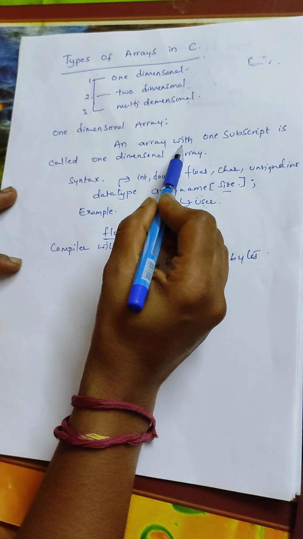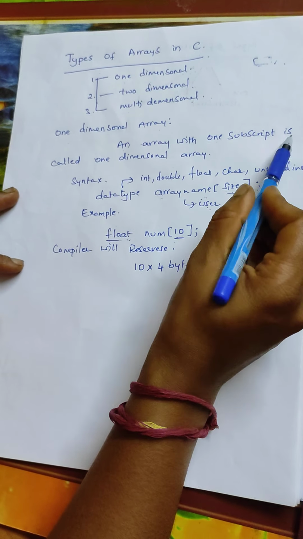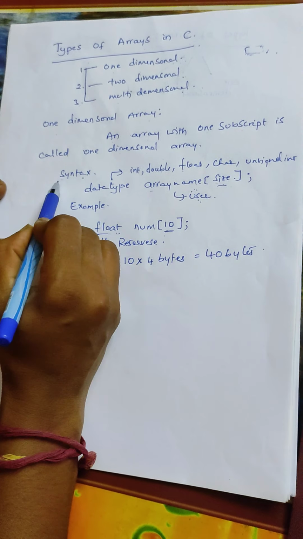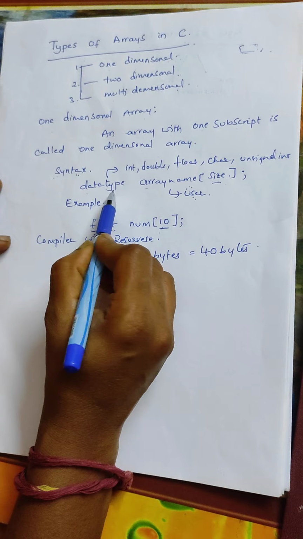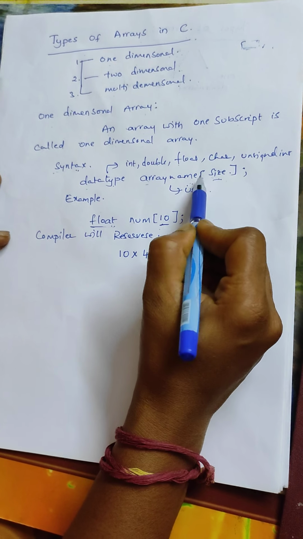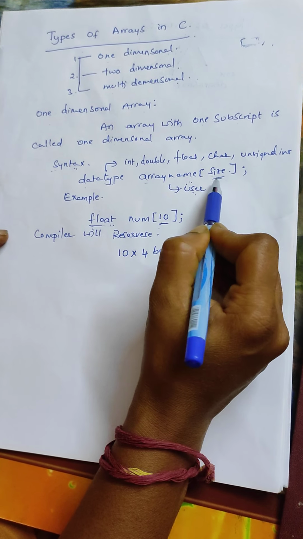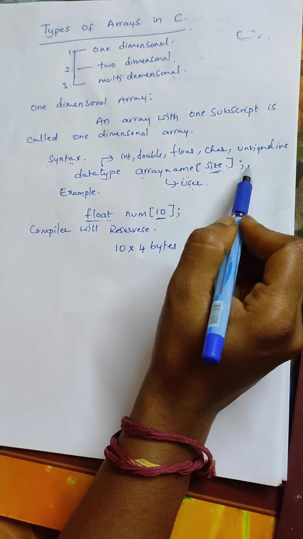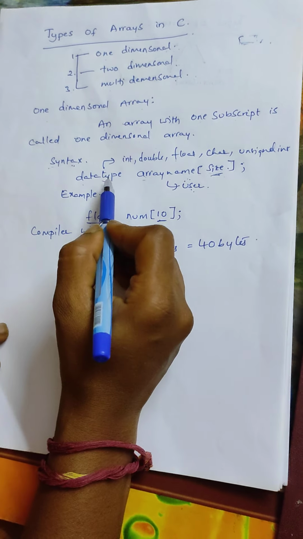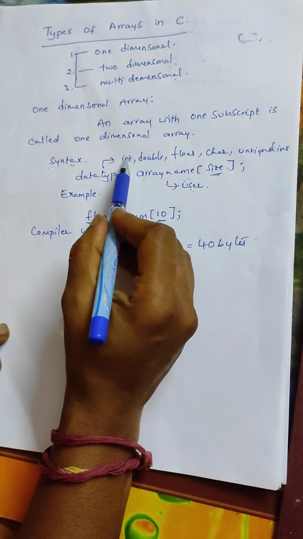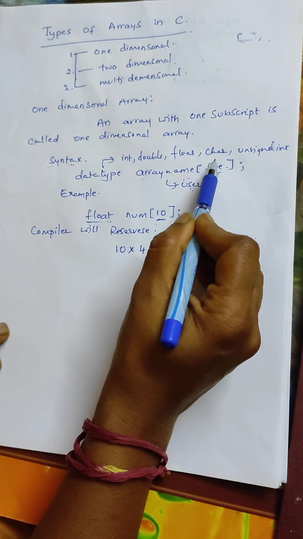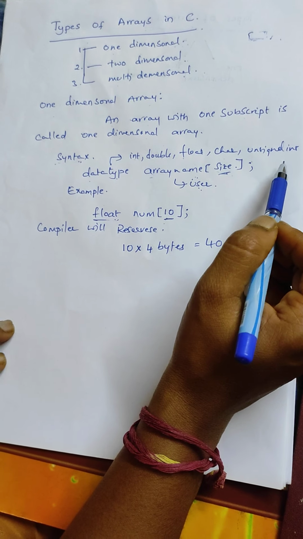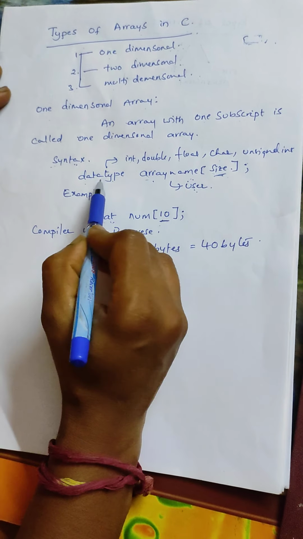An array with a single or one subscript is said to be a one dimensional array. So how to declare a one dimensional array? By simply using the syntax: data type, array name, and within one subscript you provide the size of your array, and it ends with a semicolon. The data type may be of any data type, integer, double, float, character or unsigned integer, depending on your requirement. You have to take your array data type.